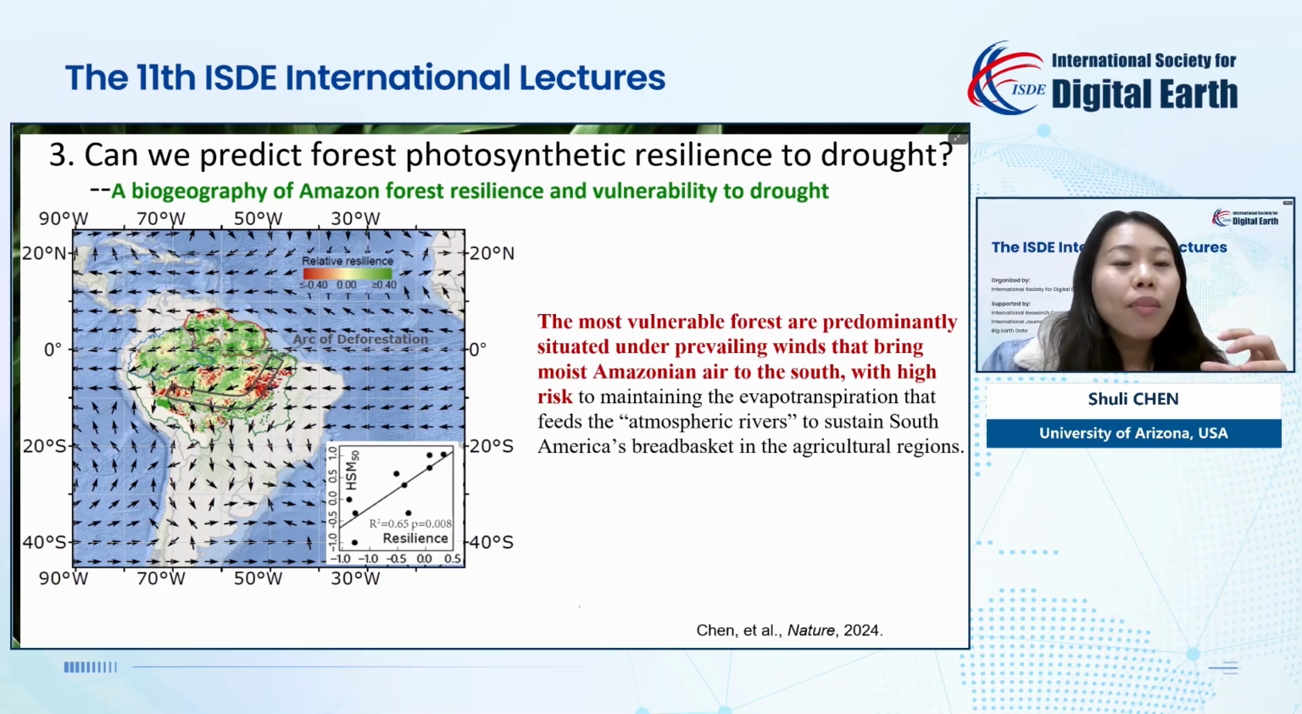So this means that those vulnerable forests actually have a huge impact on the grand hydroclimates. If those vulnerable forests were really damaged under climate change, it would not just affect the broad scale Amazon forest, but also the broad scale of the agricultural region just below the Amazon forest in the south part of South America.